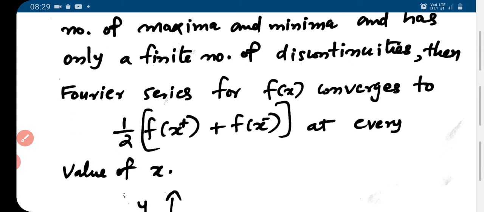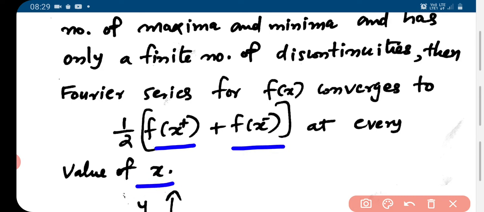Then the Fourier series for any value of x converges to half of f of x plus plus f of x minus, at every value of x. So this is what Dirichlet's theorem is stating.